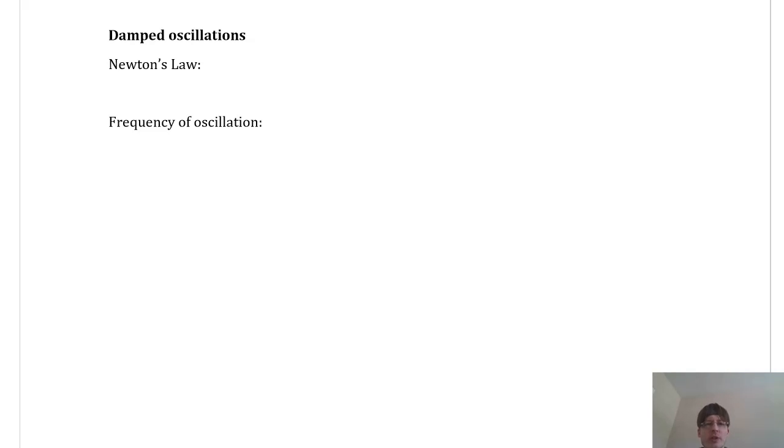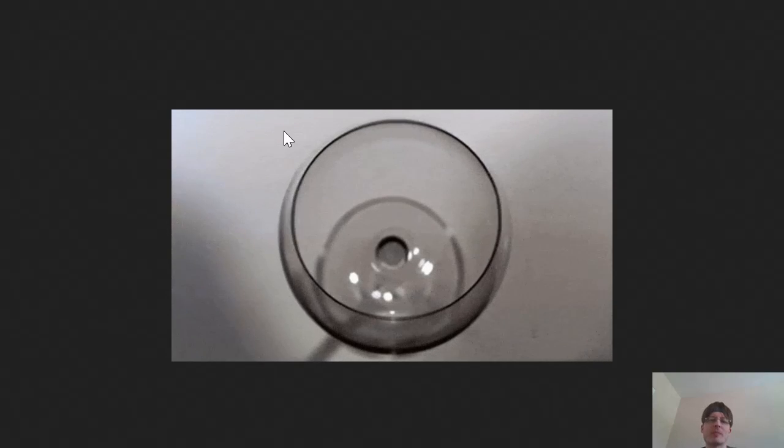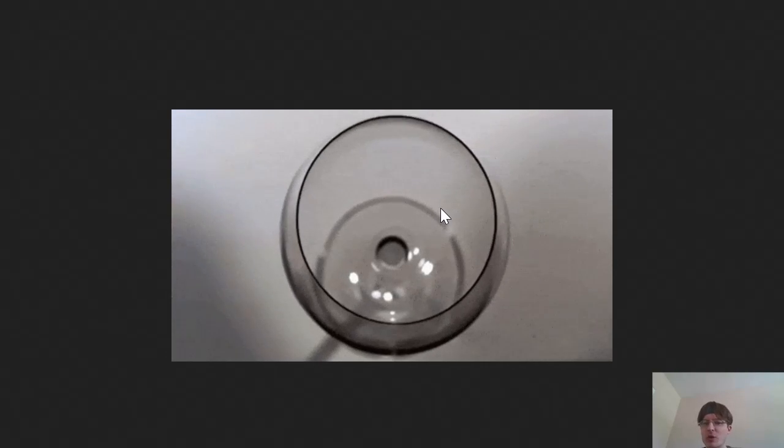So far, we've only looked at simple harmonic motion. Simple because we are just assuming that the vibration continues forever. Simple harmonic motion means cos omega t, constant amplitude. That would look something like this. Here's a wine glass vibrating in simple harmonic motion. It would vibrate forever. We know that's simply not true.